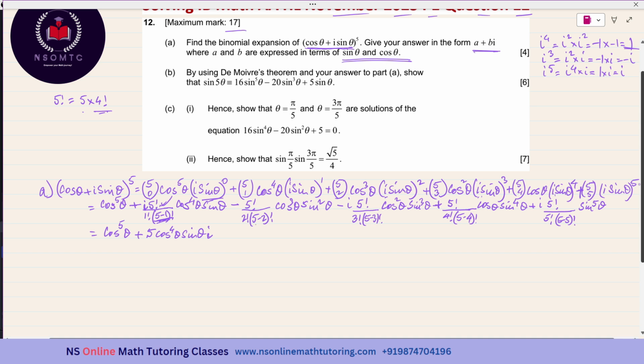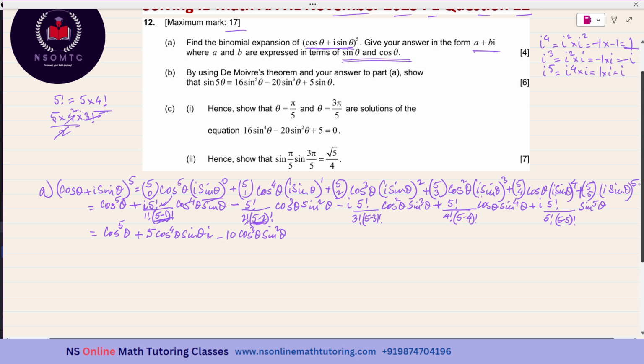And now coming to this. 5 factorial is 5 times 4 times 3 factorial. And this is 3 factorial. This part is getting cancelled. In the denominator, you have the 2 factorial. 2 factorial is 2. So these two will be getting cancelled and you will be having 10. So minus 10 cos cube theta sine square theta.